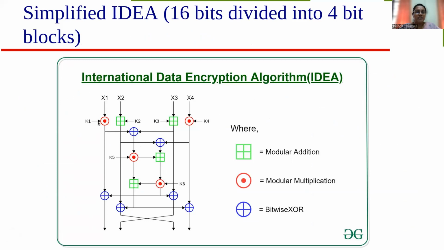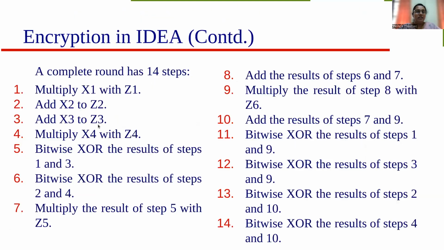x1 modular multiplication k1, x2 modular addition k2, x3 modular addition k3, x4 modular multiplication k4. The first 4 steps are done over here. Then the fifth step is bitwise XOR the result of steps 1 and 3, and bitwise XOR the result of steps 2 and 4.